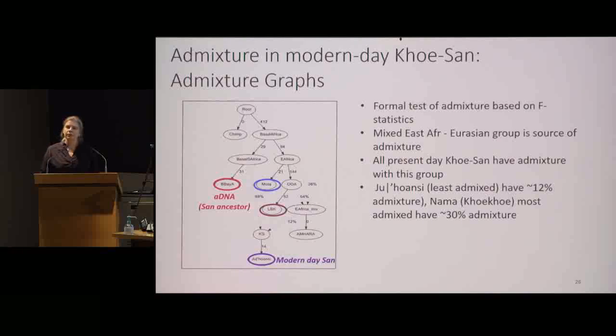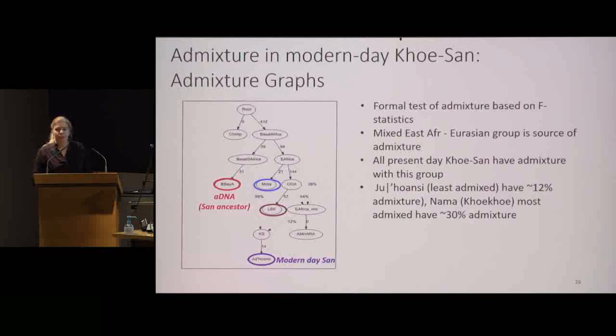And this was also the group that was used to estimate split times, or the first split time in the modern human tree. So using this group, we found out that even the Ukwangwi received admixture from other groups that migrated into Southern Africa. And this Ukwangwi, the least admixed modern-day Khoisan group, has 12% admixture. So using the ancient DNA as anchor points, we were able to see that even this least admixed Khoisan group did receive admixture. And the Nama Khoikhoi group were the most admixed. They have around 30% admixture.